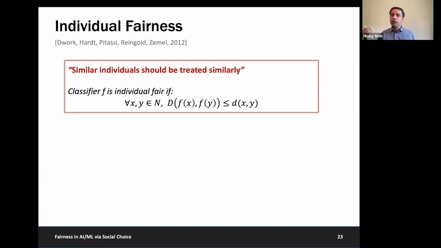And then we are going to talk about how this relates to envy-freeness and some of its generalizations. This definition is called individual fairness. And the high-level idea is that if you have similar individuals, they should be treated similarly.